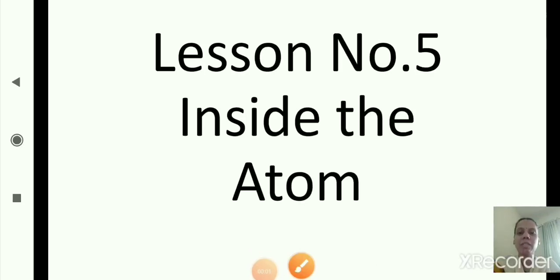Good morning students. In the previous session we studied atomic mass number and atomic number and how to write them. What is the meaning of atomic mass number? Atomic mass number means the number of protons and neutrons present in the nucleus of an atom. That is called the atomic mass number, and it is denoted by the capital letter A.